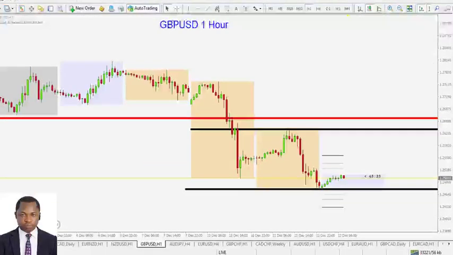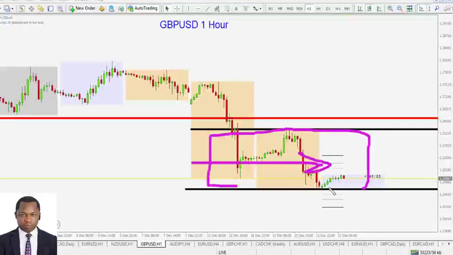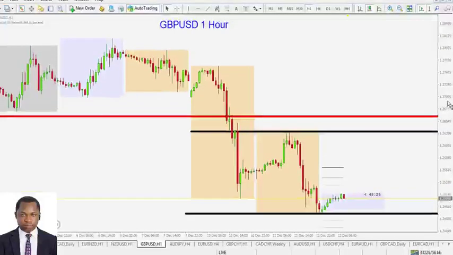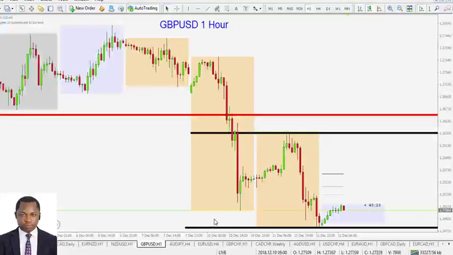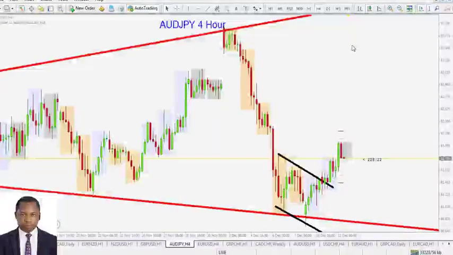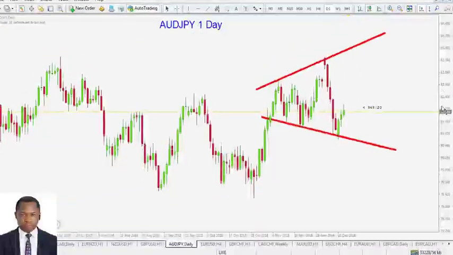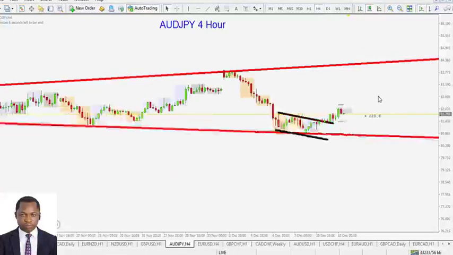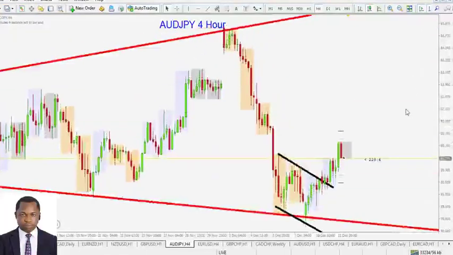Okay, and now we're entering into a range in the hourly. All you need to do there is just to keep watching. The Australian dollar against the Japanese yen. See this daily time frame triangle. Bias should be to the upside, except if price breaks below. That's a sign of market confusion.